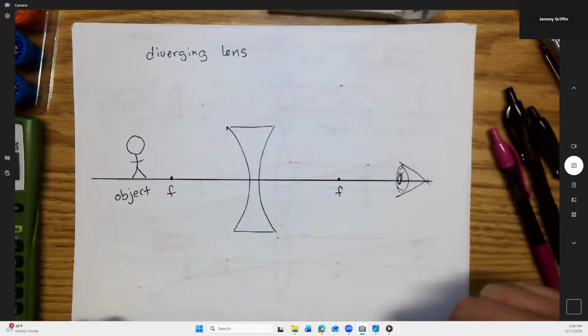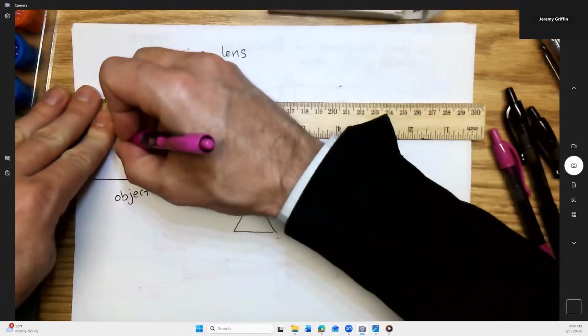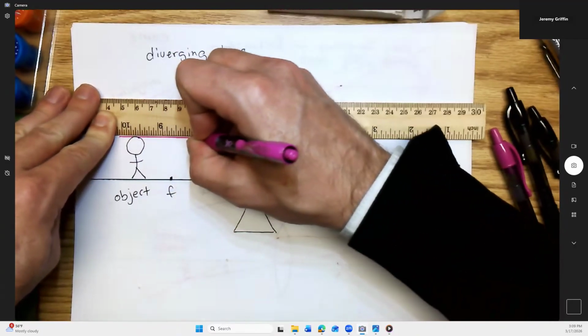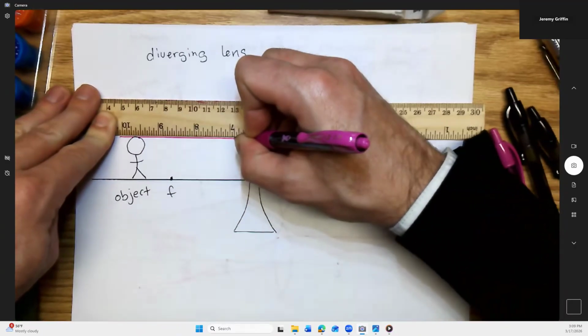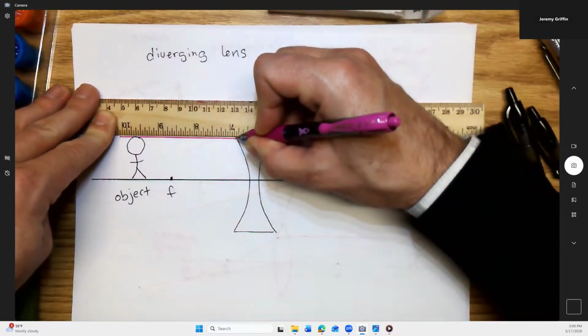Okay. All right, so let's get some rays going. So get a ray going across the top of this object's head, parallel to the ground. Okay. Now this time, when this light goes from the air to the glass, does it refract up to the right or down to the right?